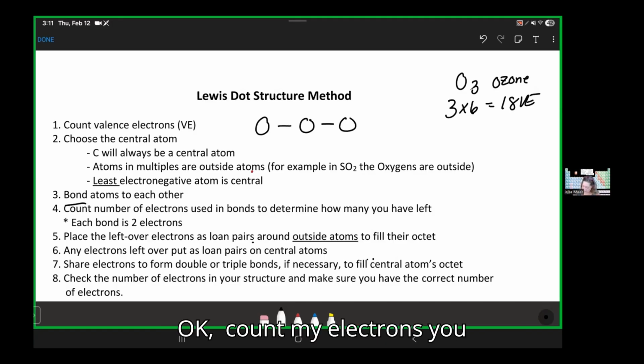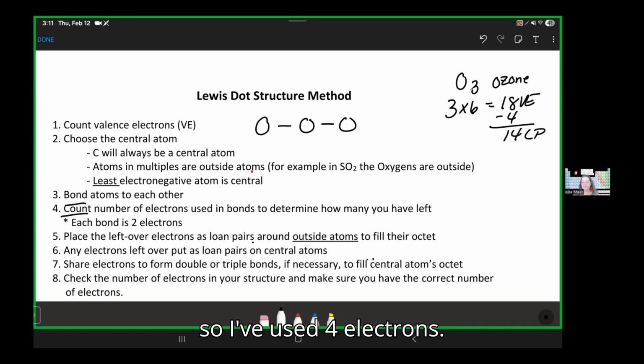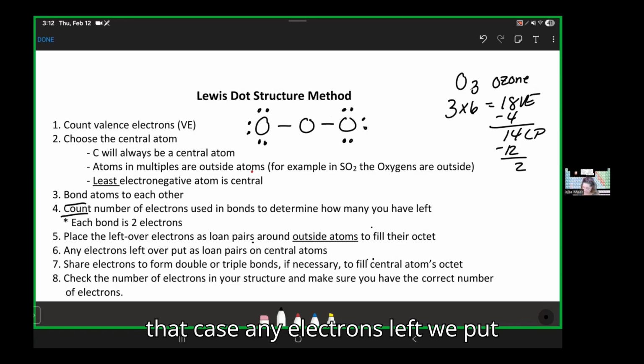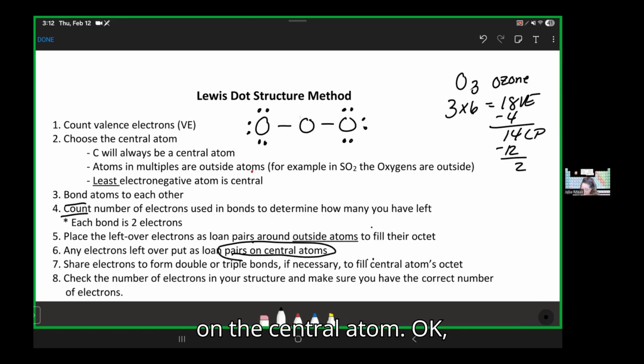Okay, count my electrons used. I have 2 bonds, so I've used 4 electrons. I have 14 left for lone pairs. Put them around my outside oxygens first. So there's 2, 4, 6, 8, 10, 12. So I still have 2 electrons left. And in that case, any electrons left, we put on the central atom. So we're going to put a lone pair on the central atom.